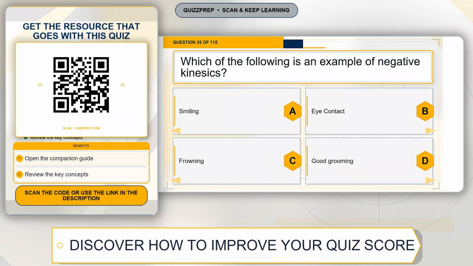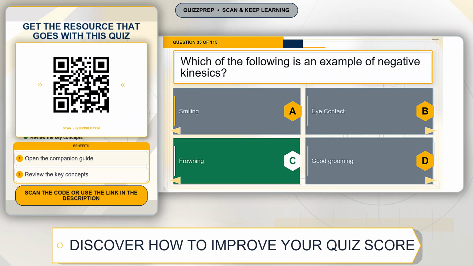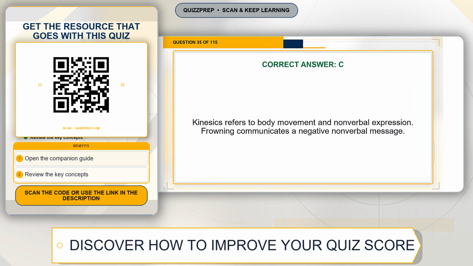Question 35. Which of the following is an example of negative kinesics? Option A, smiling. Option B, eye contact. Option C, frowning. Option D, good grooming. The correct answer is option C, frowning. Explanation. Kinesics refers to body movement and nonverbal expression. Frowning communicates a negative nonverbal message.